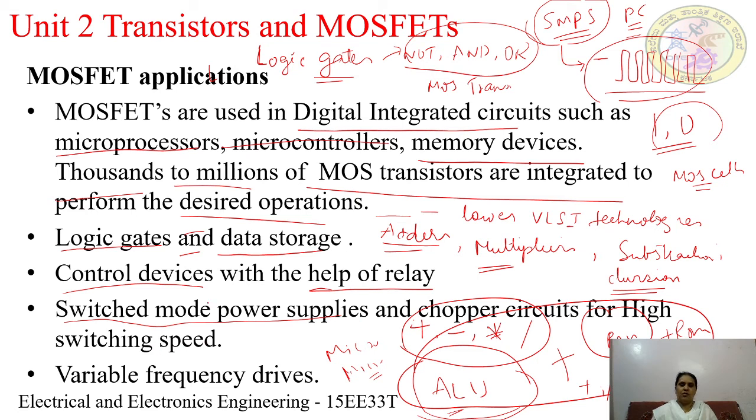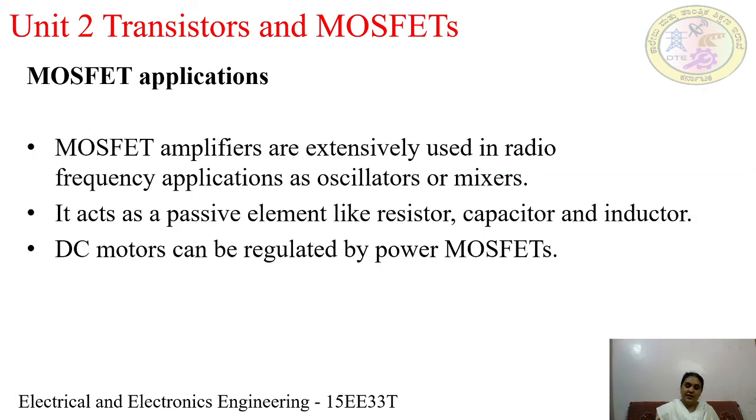Also, we are using the MOS circuits for choppers as well as variable frequency drives. So what is a chopper? A chopper is a circuit which converts a fixed DC to a variable DC.